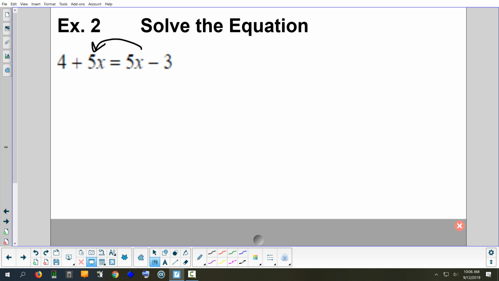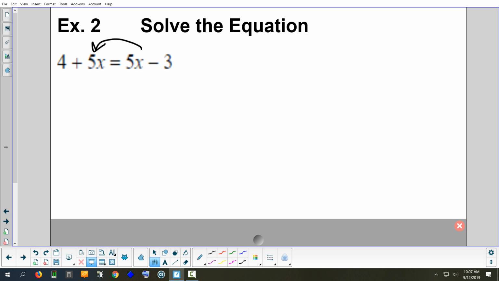Can somebody else tell me how you would move that 5x on the right over to the left? How would you move it? Yeah, Maya. Well, look at the 5x on the right. What kind of 5x is it? Negative. There's a negative sign in front of the 5x? No, where's the negative in front of? In front of the 3, so the negative goes with the 3.